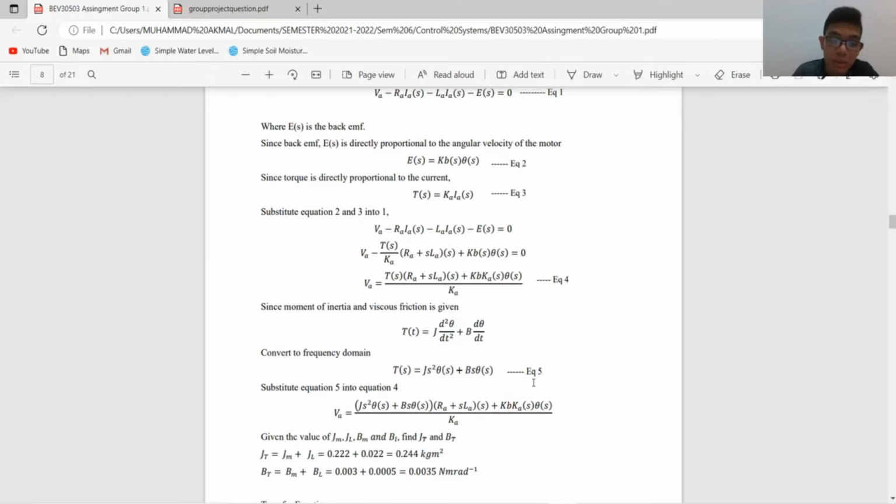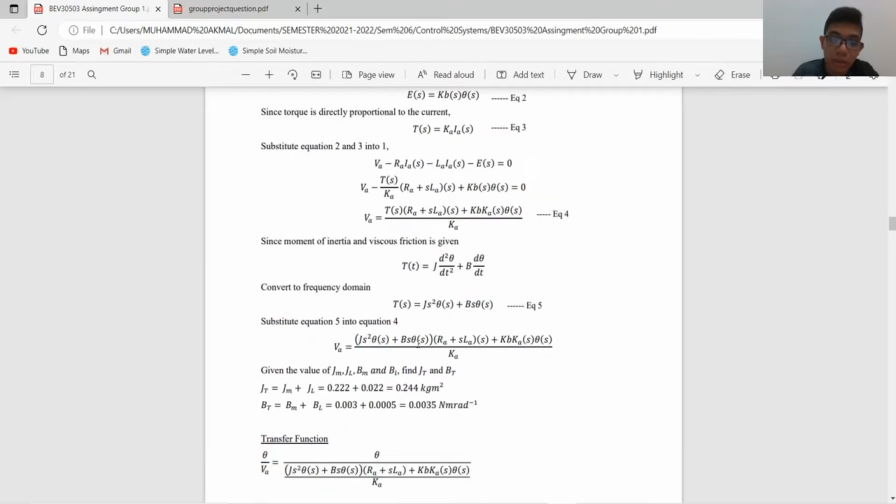Then we substitute equation number 5 into equation number 4. Then we get BA is equal to JS square theta plus BS theta plus with the RA plus SLA plus with the KB KA theta over KA.